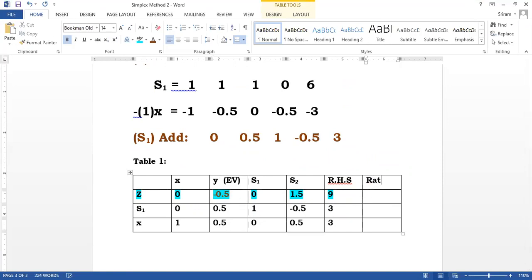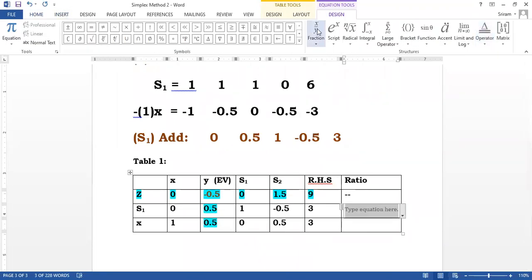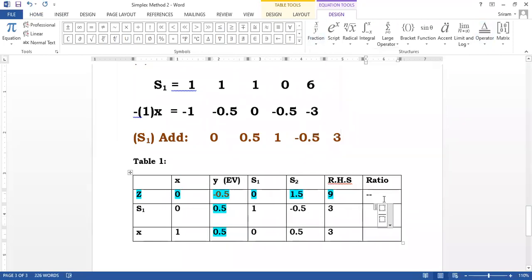Now again, we are going to find the ratio. There is never a ratio for Z. We check the corresponding column. What are the values in the corresponding column? We have 0.5, 0.5. So I take the right hand side and divide it by the corresponding pivotal column element. What is the right hand side here? 3. I am going to divide by 0.5, using the calculator to simplify this.